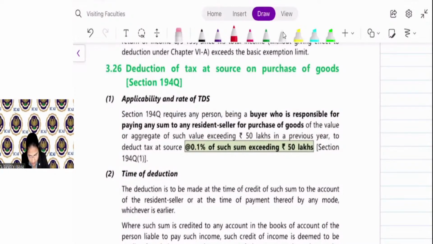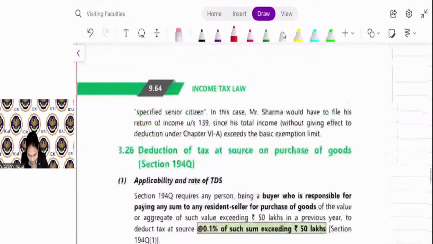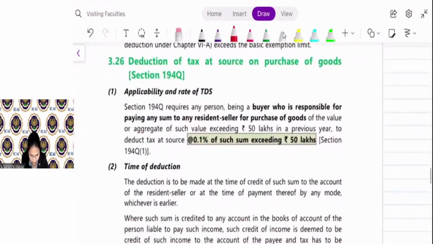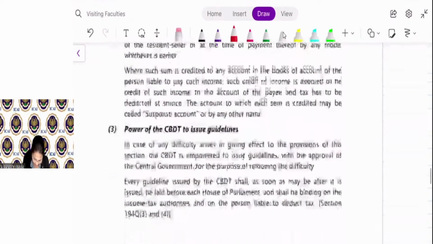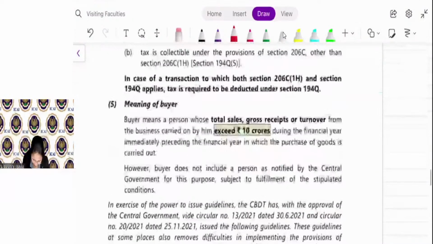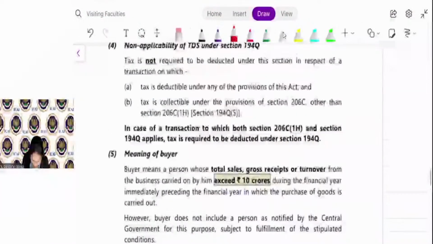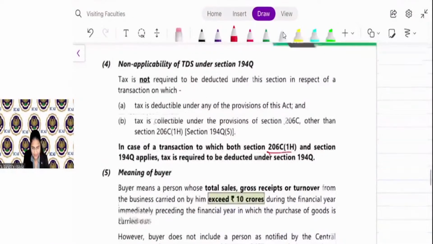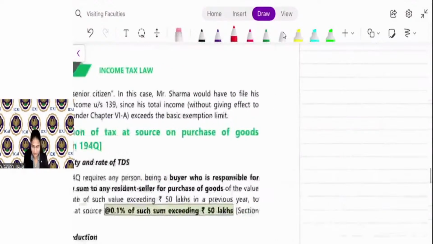Yes, Mohammed, but first you have to read all the sections in detail and you have all the conceptual knowledge of all the sections. Clear? Shall we start with the new section, that is 194Q? Here, I'll explain two sections simultaneously, so be careful. That is 206C(1H), collection of TCS, and 194Q.